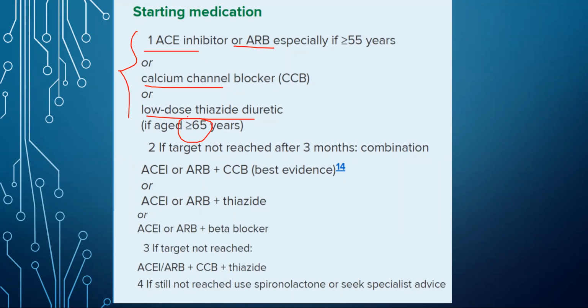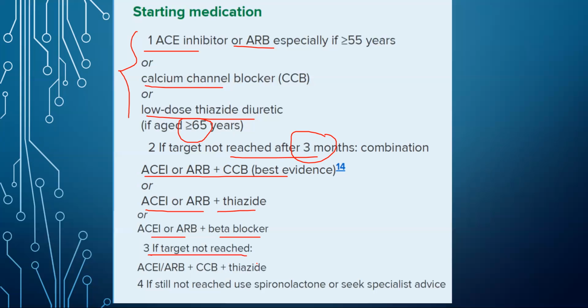Okay. Let's say you started any of these medications. If the target is not reached after 3 months, then you can combine ACE inhibitor with calcium channel blocker. You can combine ACE with thiazide or ACE with beta blocker. Any of these combinations is fine.